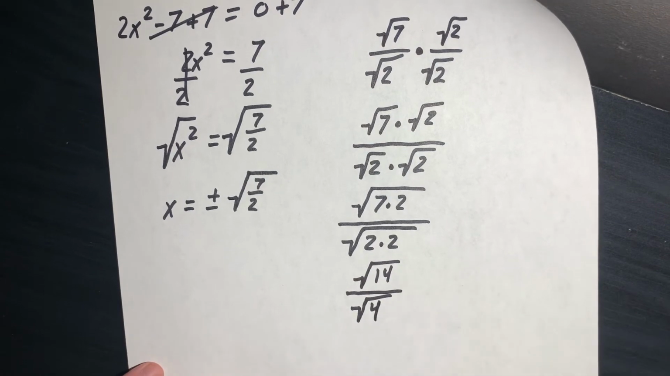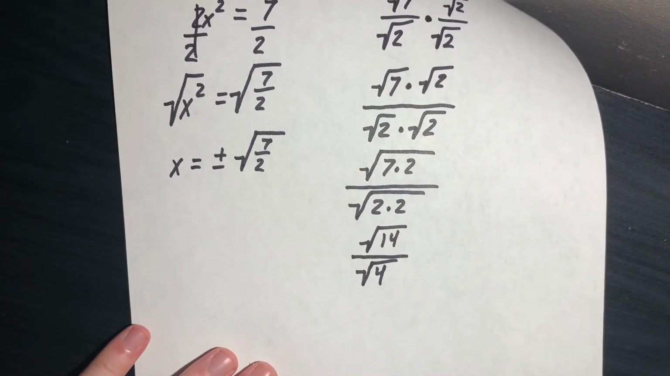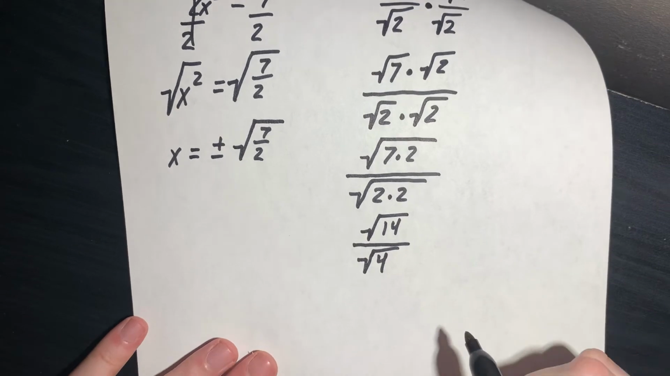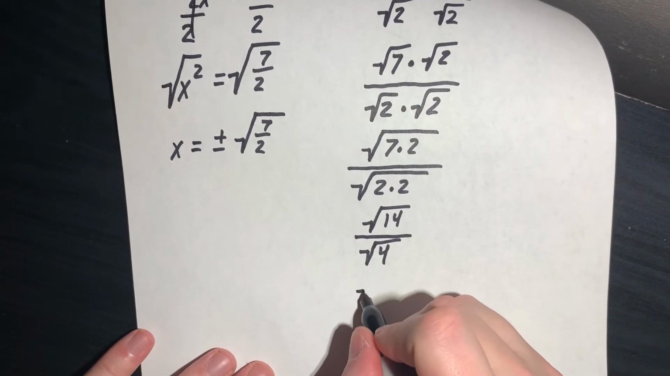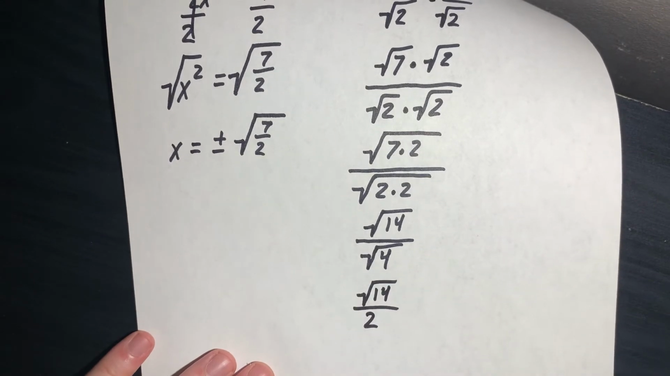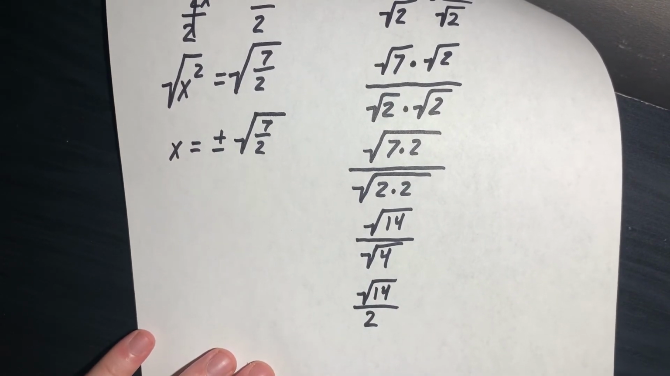Okay, so now we want to look and see if we have any perfect squares. Well, 14 is not a perfect square, but how about 4? The square root of 4 just happens to be 2, correct? So now this can become the square root of 14 all over 2. Okay, so can we do anything else with this? Let's look at it here. So 14 times, let's see, nope. That is as good as we're going to get.